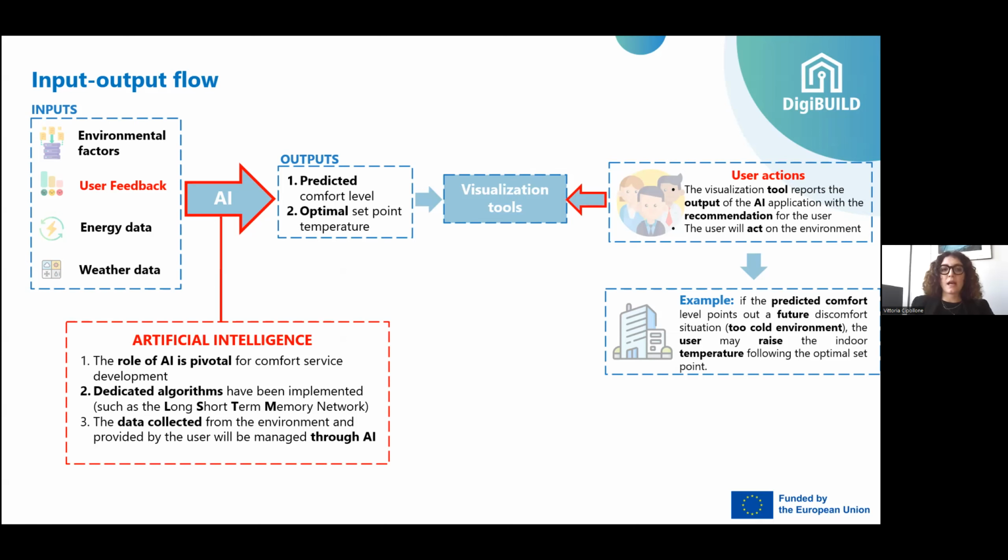Because then, as I already mentioned, the user action is needed. Once our algorithms provide the output to the user through the visualization tools, the user should be able to act on the environment. For instance, if the prediction of comfort coming from the artificial intelligence points out a future cold condition, so in the future people will be in discomfort, then the action that the user should apply in the environment is, for instance, raising the temperature, taking into account the optimal set point.